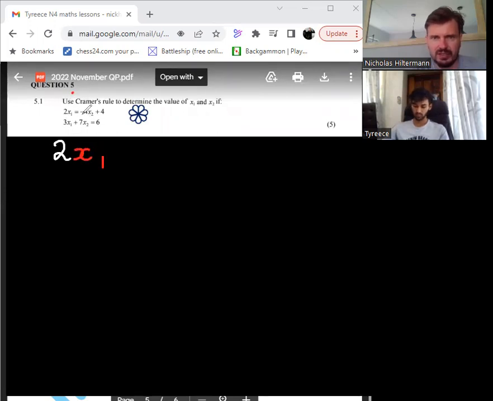So I'm going to write this as 2x1, and I'm going to take the x2 to the other side, which is the other thing that we have to solve. So it'll be plus 4x2 equals 4. So that's the first equation.